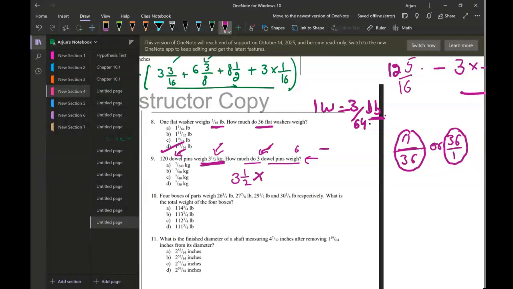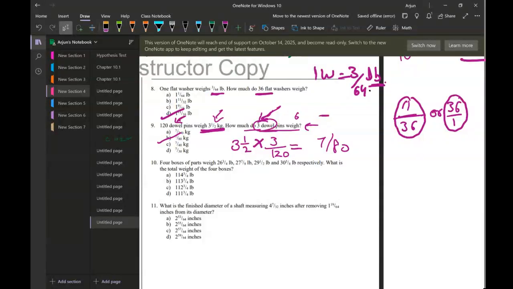I will ask myself, will it decrease for 3 dowel pins or will it increase? It will definitely decrease. So I'll multiply by 3 over 120. So I have to decrease it, so I'll put the 3 on top, the smaller number on top. If I have to increase it, I'd put the bigger number on top. So it will decrease because I'm looking for the 3 dowel pins. So 3 and 1 over 2 multiplied by 3 divided by 120 is going to give me 7 over 80. That will be the answer.